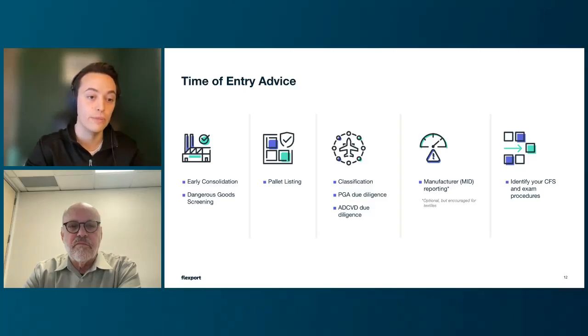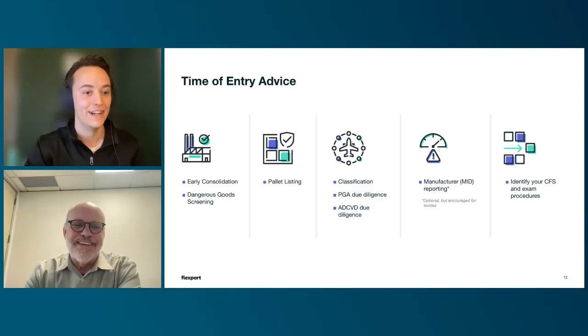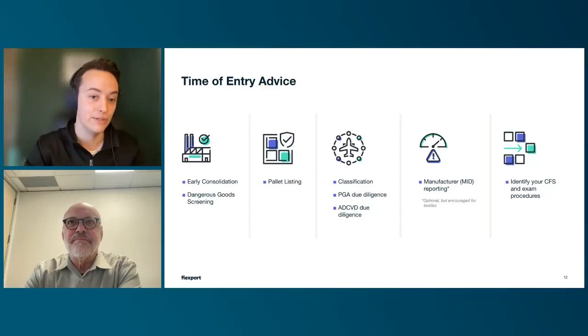This makes it quite a bit easier to make sure you have it in hand. The last thing you want to do is have an 11-hour flight from Asia ticking, trying to work with your broker at 3 a.m. to identify a classification question. It's best served if you can do this in advance. Same things go for PGA due diligence or AD/CVD due diligence as well. Making sure you're familiar with those requirements for the products.